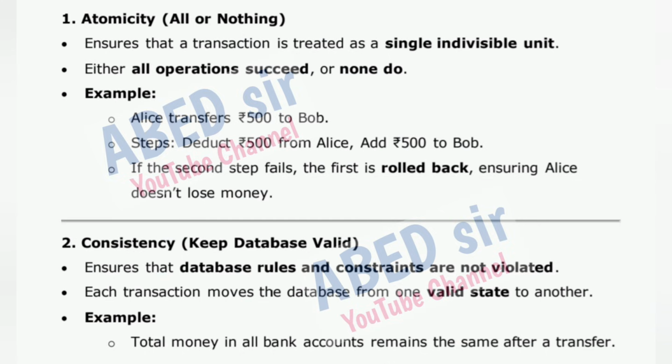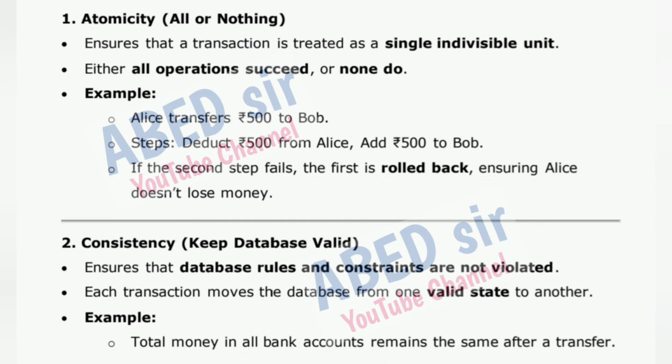Atomicity, all or nothing, ensures that a transaction is treated as a single indivisible unit. Either all operations succeed or none do. Example: Alice transfers 500 rupees to Bob. Steps: deduct 500 rupees from Alice, add 500 rupees to Bob. If the second step fails, the first is rolled back, ensuring Alice doesn't lose money.